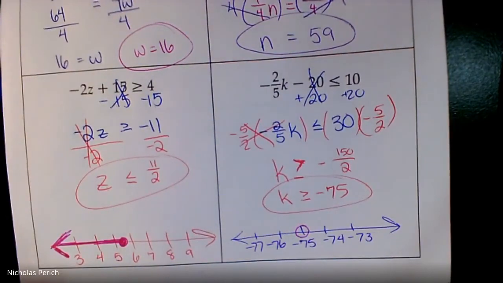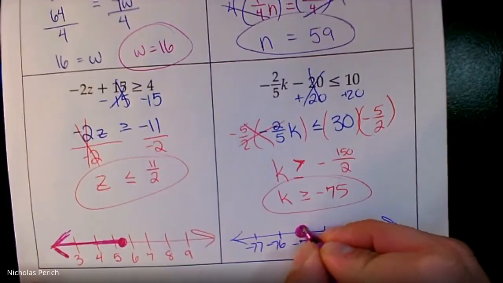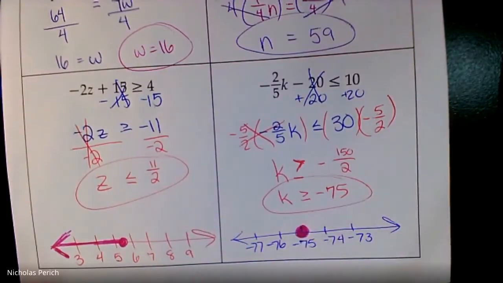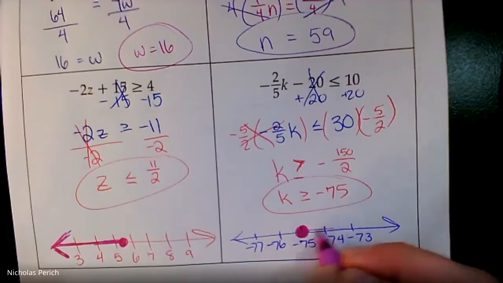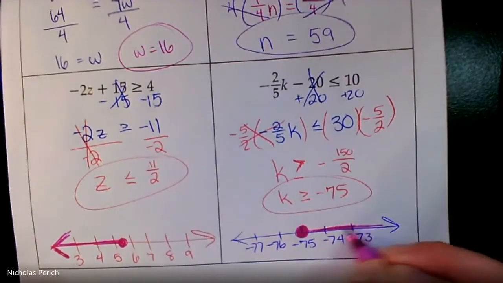I'm going to put a circle here on -75. I'm going to do what with it? Fill it in because it's equal to. Very good. And then what? Go where? Go to the right. Yes, sir.